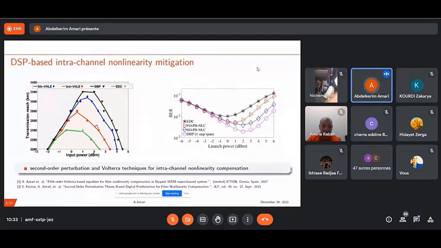There are other solutions using Volterra series and the perturbation technique, which give better performance than linear CD compensation, only considering chromatic dispersion and not considering nonlinear effects, but lower performance than DBP. And thus numerical solutions are still complex for real-time implementation, and there is some research work to reduce the complexity by using machine learning.